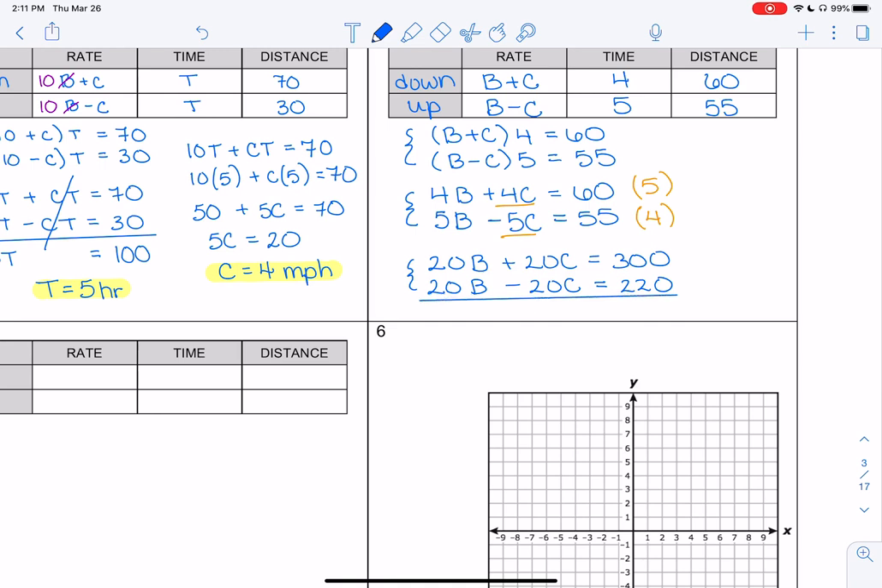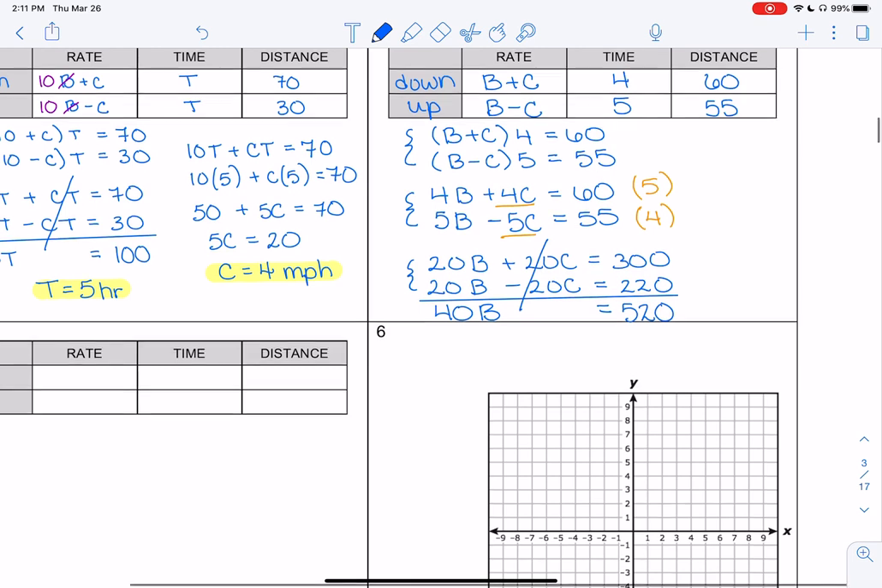Set it up for elimination. The middle terms will cancel, and I get 40B equals 520. Divide both sides by 40, and I'm going to get B equals 13 miles per hour.